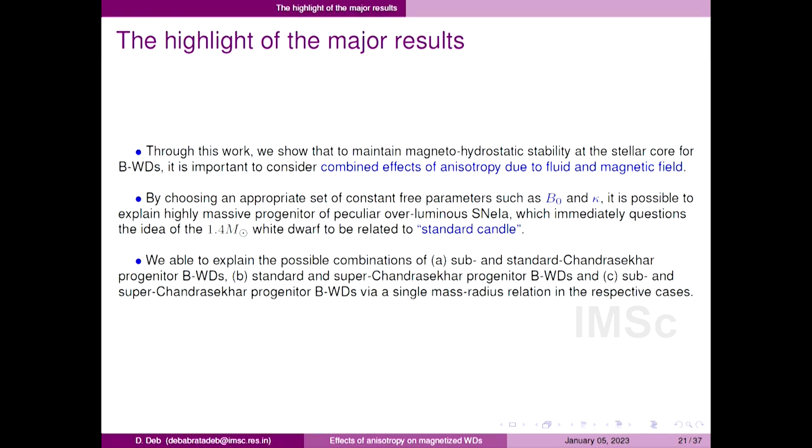Also, our work has shown that we should be cautious about considering type Ia supernovae as standard candles. Obviously, it has a significant implication for modern-day cosmology. Another thing we are able to show is that based on the choice of the free parameter, we can accommodate all the combinations of sub-, super- and standard Chandrasekhar white dwarfs in a single mass-radius curve.